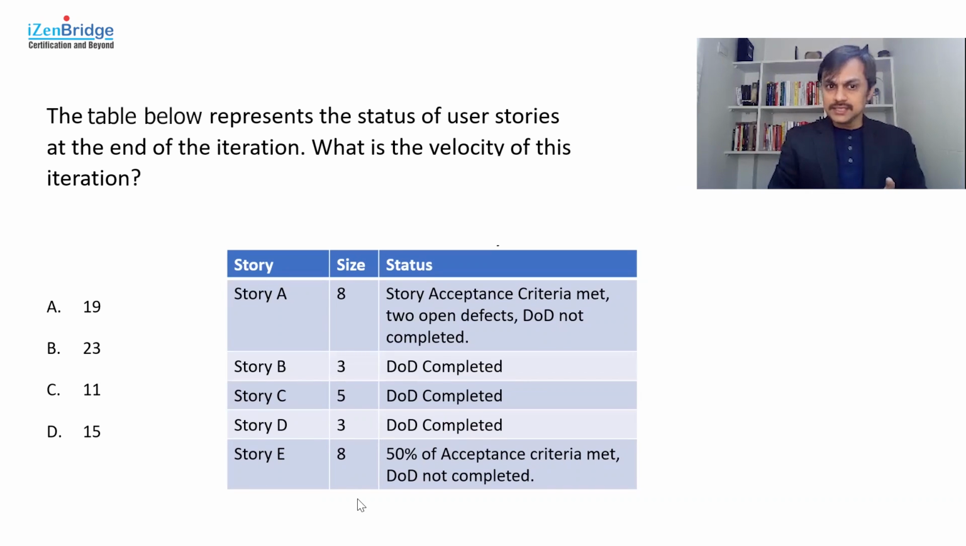Story B, C, D having 3, 5, 3 as a size. We have definition of done completed. Story E, we had size of 8, 50% of the acceptance criteria met. So I can assume if there were 4 acceptance criteria, 2 got met. DOD is not completed. So when you have such a situation at the end of iteration, how do you calculate velocity for the given iteration? Options are the numbers 19, 23, 11, 15, but I think the whole idea is about the calculation. So you can pause the video and calculate yourself so that we can check how we align.